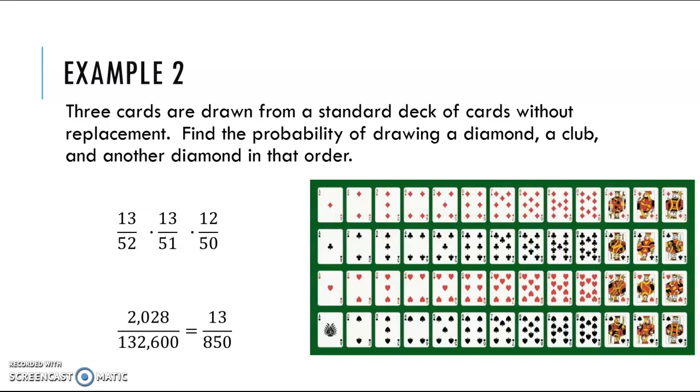So that is conditional probability, our probability of independent and dependent events, and this is multiplying probabilities.